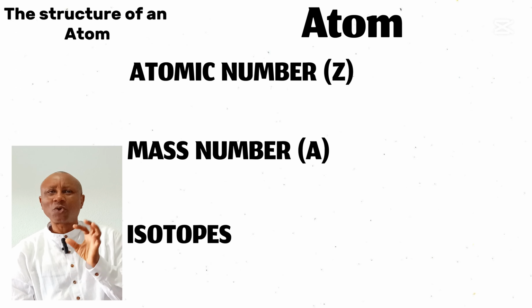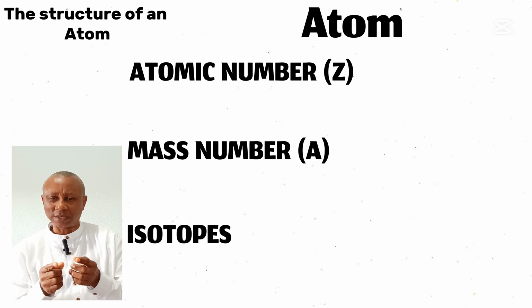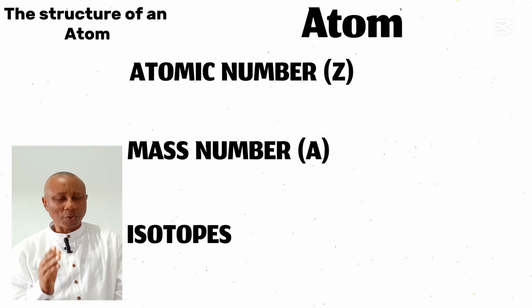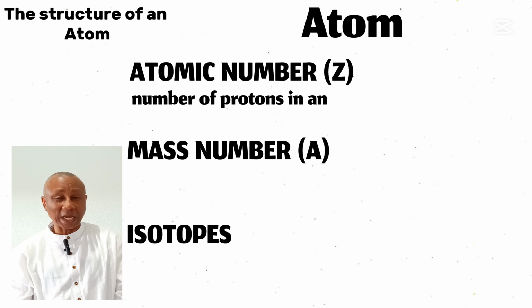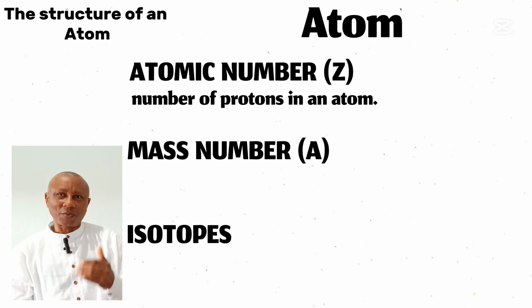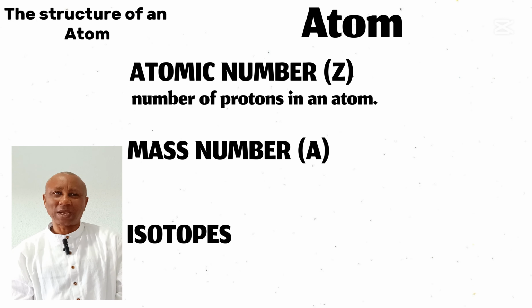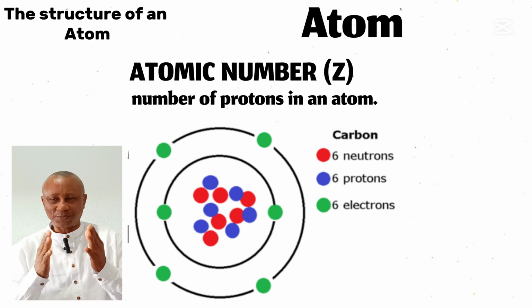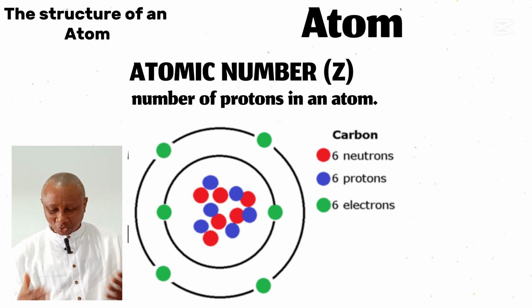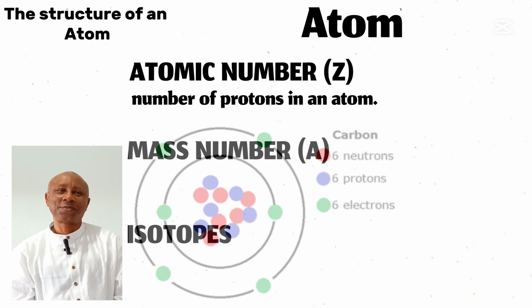What do they mean? Atomic number, with the symbol Z, is the number of protons in an atom. The number of protons defines an element. We will explain that later. Example, carbon has 6 protons, so its atomic number is 6.